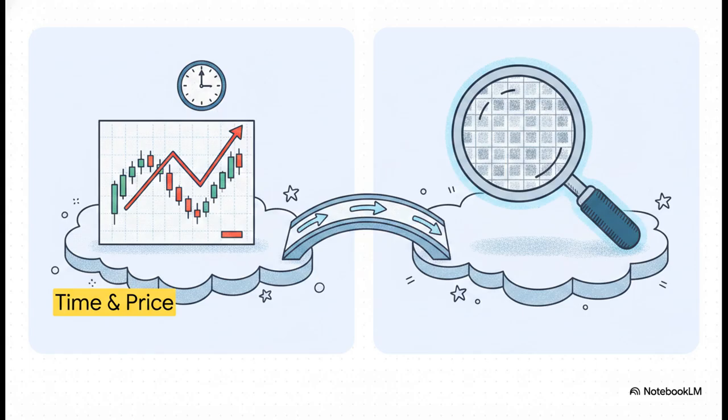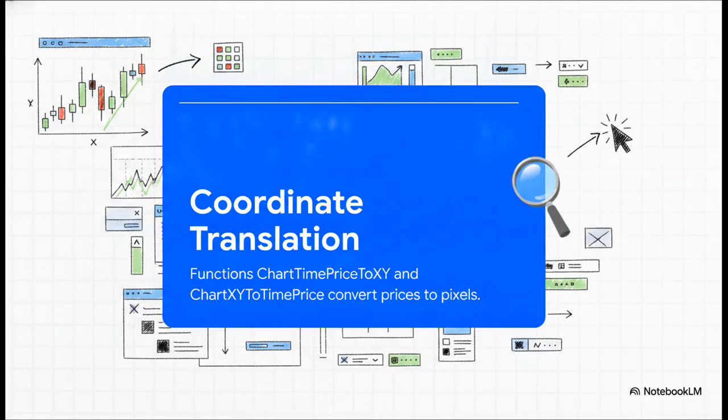But your computer screen, it has no idea what a euro is. It only understands X and Y pixels. So to build advanced visual tools, we have to figure out a way to bridge this gap. And thankfully, MQL5 gives us the perfect translators for this exact problem. ChartTimePriceToXY takes your financial data coordinates and figures out exactly which literal pixel on your monitor that represents. Conversely, ChartXYToTimePrice takes a pixel you just clicked on and translates it right back into a specific time and price.